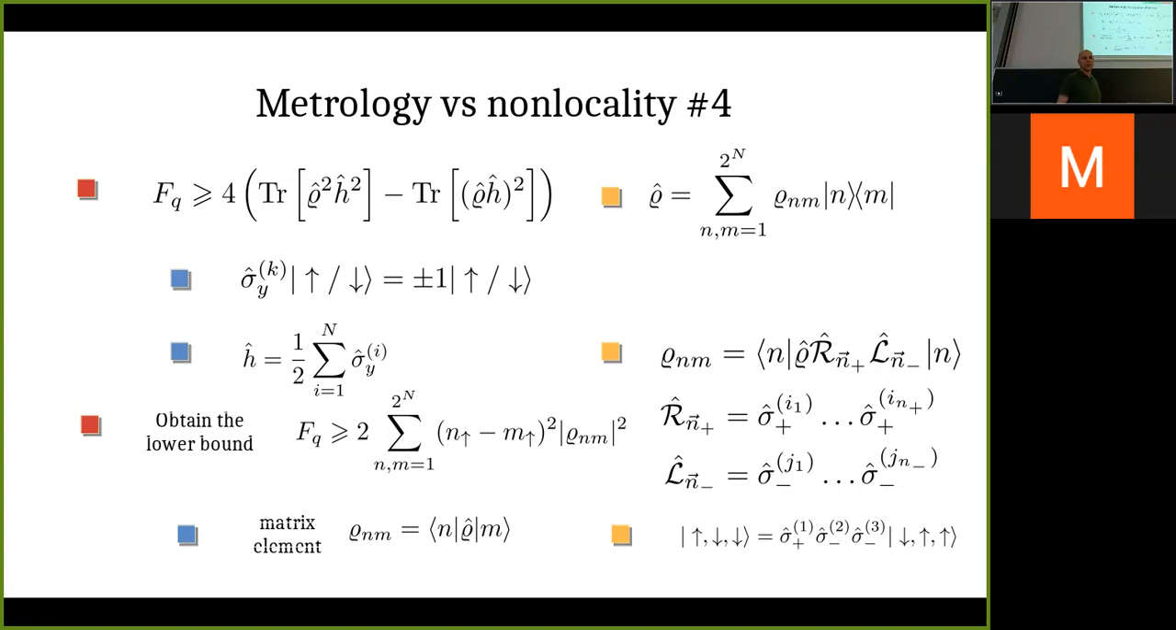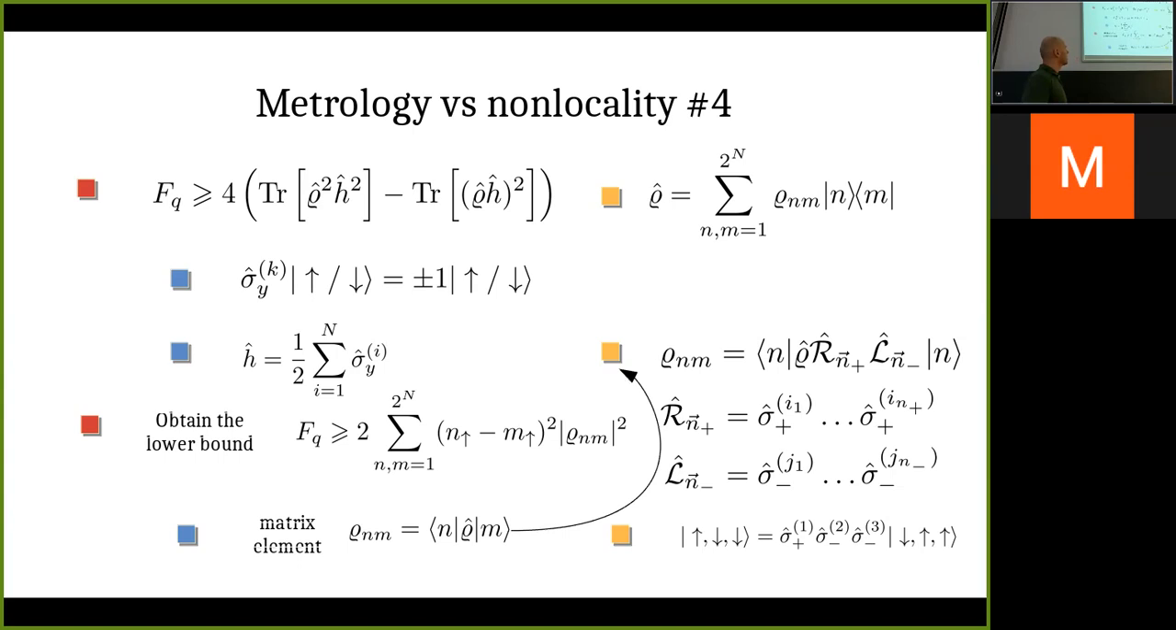Where is m hidden? M is hidden in this j. Where is it hidden? M is hidden in the number, so this i and j. What you call i and j is the same. This is n plus and minus, so a number of raising, a number of lowering. So which m I started from is encoded in the structure of this raising and lowering. And the rest is sort of algebraic, but quite straightforward.